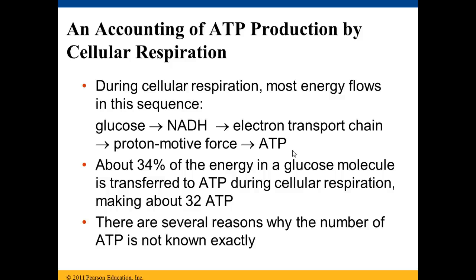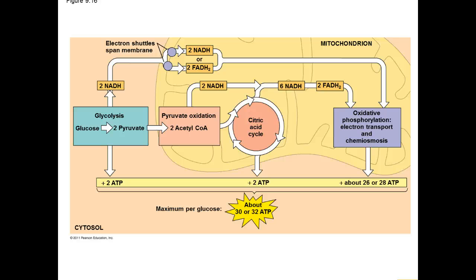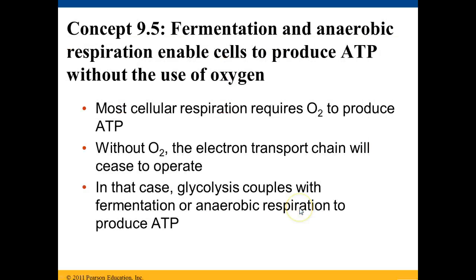Now, there are several reasons why we don't know exactly how much ATP you get, somewhere around 30 to 32 ATP. And part of that has to do with the shuttling part. So one more time, I think this picture shows some great examples of looking at the big picture. Here we got 2 ATP, that's a 2 net gain. Remember, we used 2, we got 4, so we get 2. And here you get 26 to 28 ATP, so around 30 to 32 total.